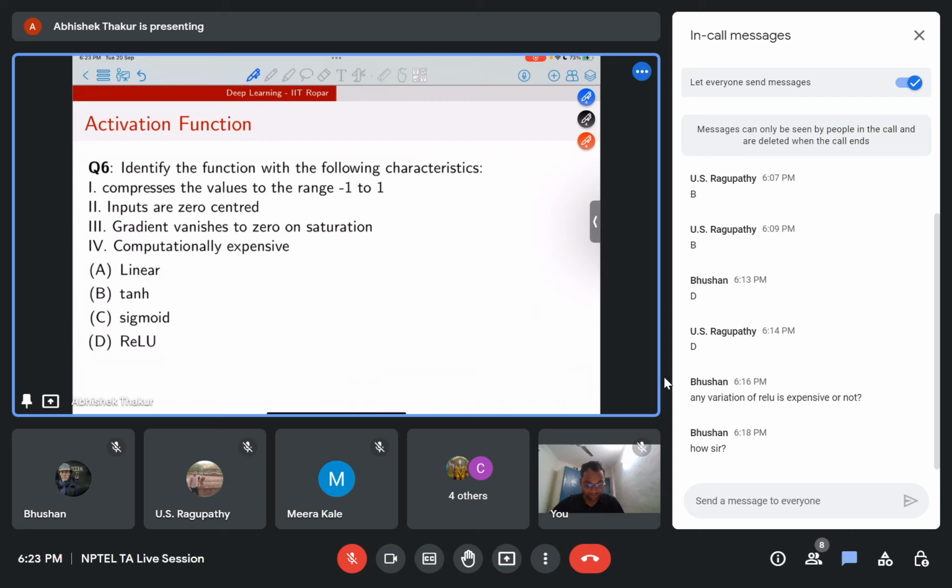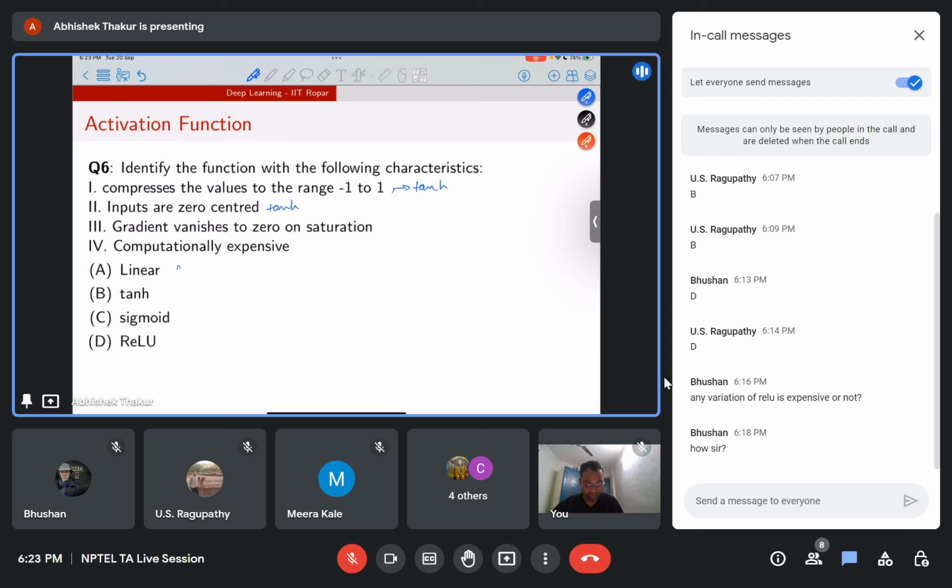Now coming to the next question, that is on activation functions. Identify the function with the following characteristics. First, it compresses the values to the range -1 to 1. Linear is not -1 to 1, and sigmoid is from 0 to 1, and normal ReLU is from 0 to x. So -1 to 1 is tanh. Second, inputs are zero-centered, which is also a property of tanh.